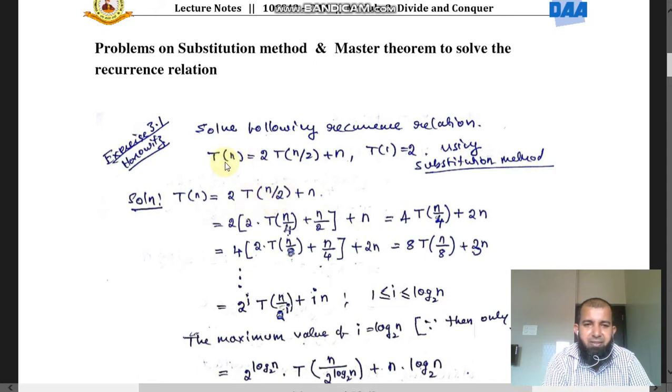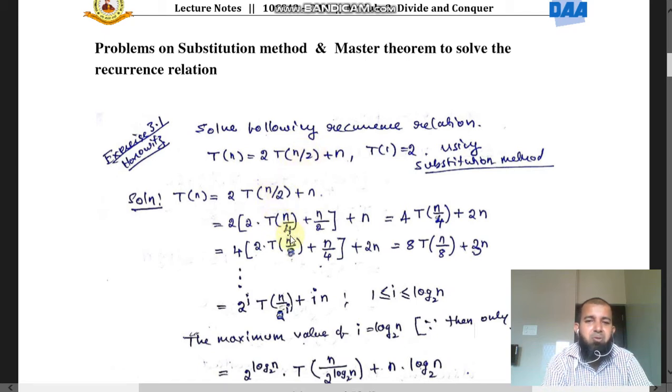This is T of n. T of n is this one. Okay, T of n by 2 is what? Again you have to write this relation in place of n by 2. So first, to write T of n by 2, you can write this relation: 2T, where if it is n, you write n by 2. If it is n by 2, you have to write n by 2 into 2.